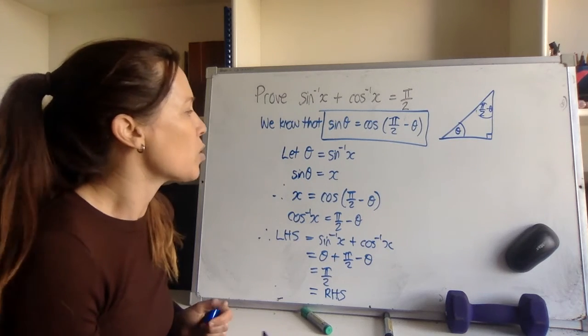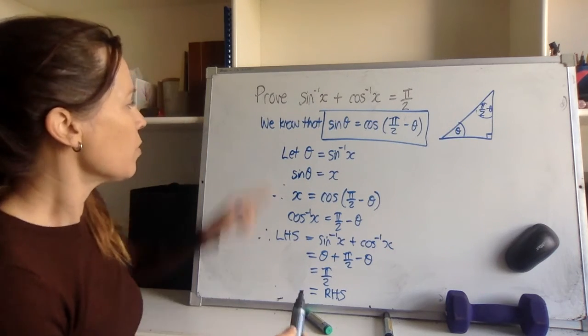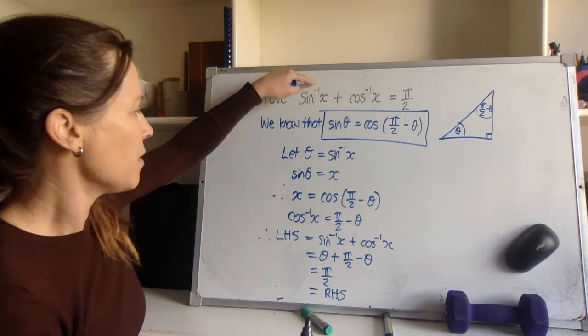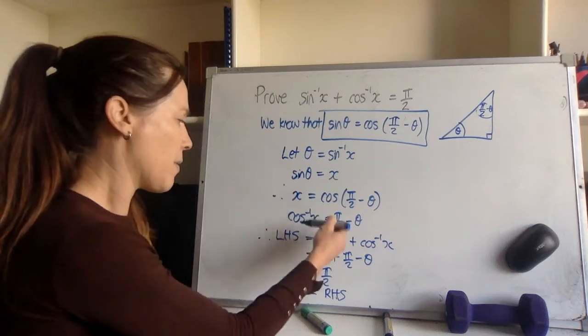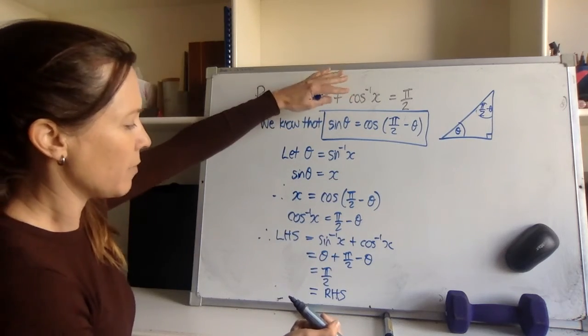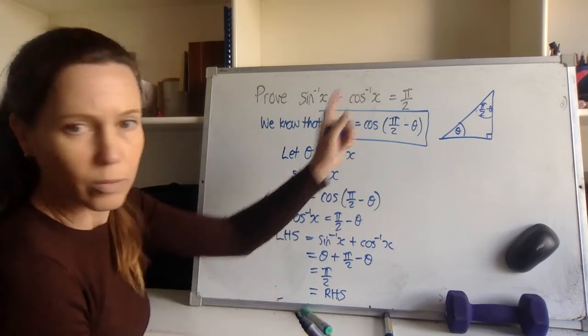This one's probably a little more straightforward. You've just got to think what you're doing. You're letting one thing equal theta, rearranging it, then you're using this identity, and then rearranging that, and then stating that the left-hand side simplifies out to the right-hand side.